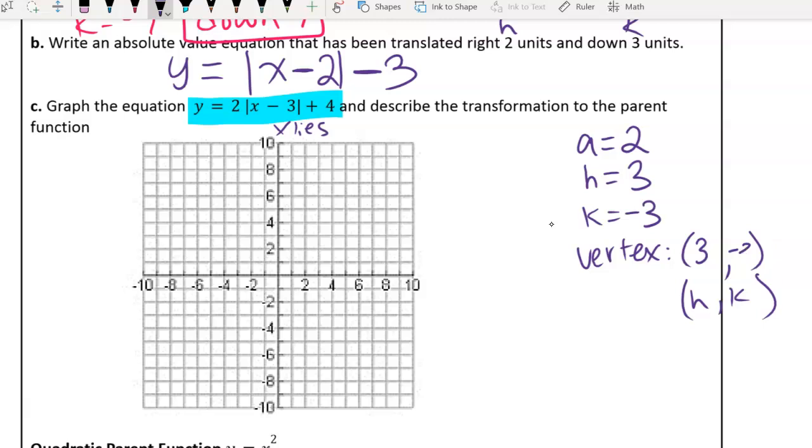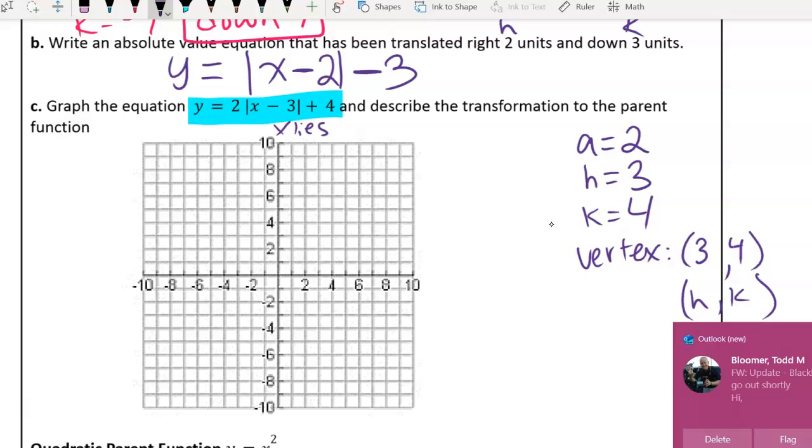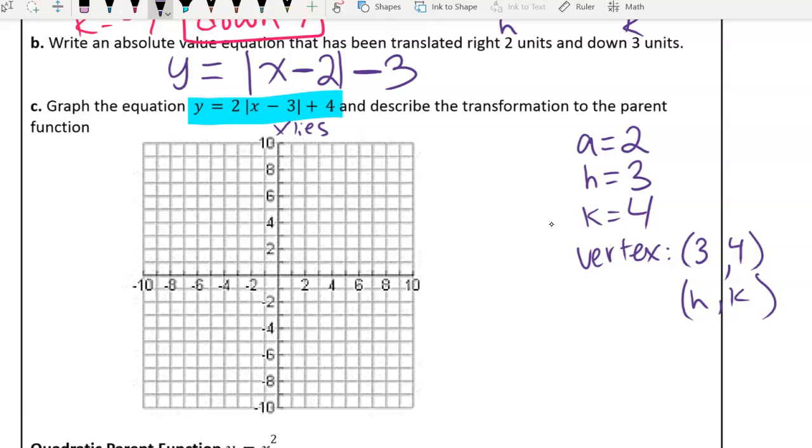So if my vertex is (H, K), what is my vertex? 3, negative 3. Good. Oh, wow, I wrote down the wrong number because I was looking at the last one. K is positive 4. Why did I say negative 3? Sorry. So 3, 4. Okay, let's go ahead and start graphing our vertex at 3, 4.